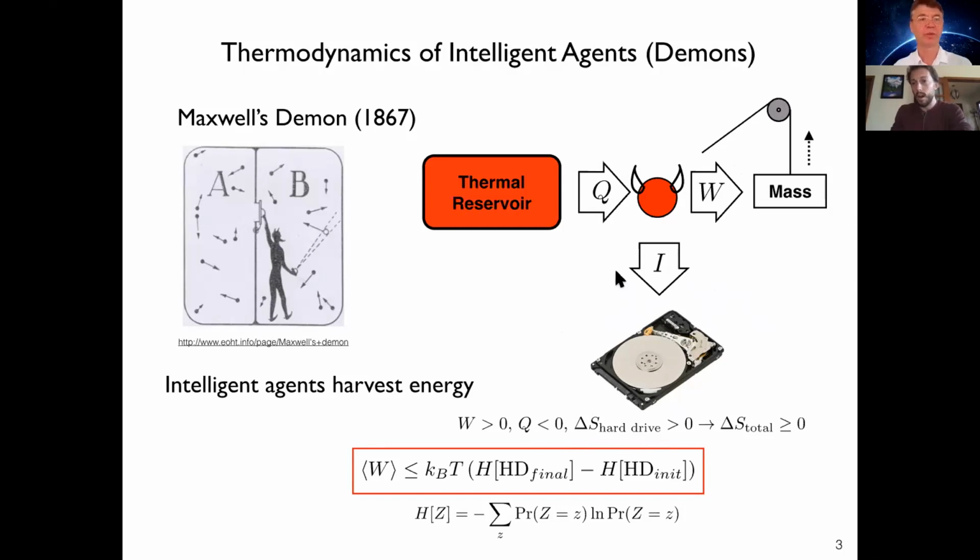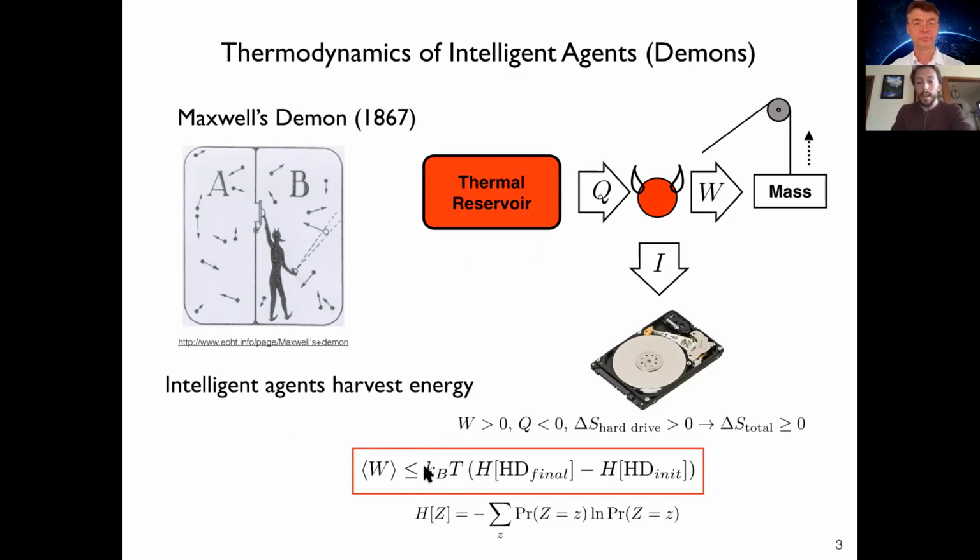Now, as I said, this still satisfies the second law of thermodynamics, and that implies some bounds. Specifically, it implies a bound on how effectively the intelligent agent can harvest energy. This is known as Landauer's bound. Work production is bounded by kBT, which is the energy scale of the thermal reservoir. So T is the temperature of the reservoir.